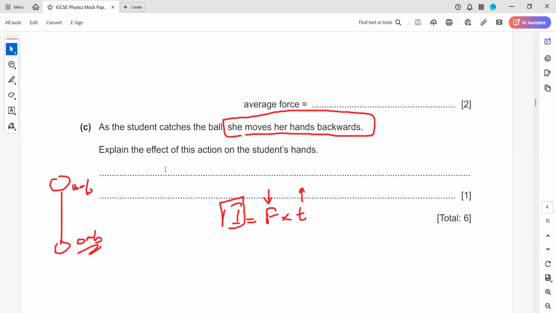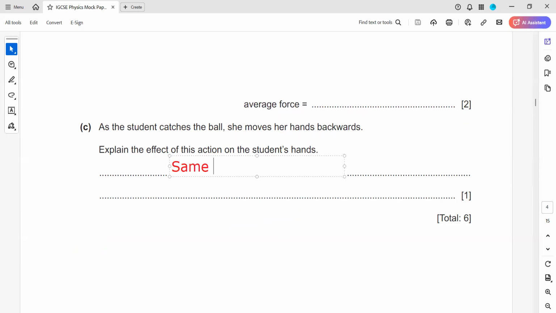So here the answer is for the same impulse, a longer time means less force. So it will exert less force on the gloves or the hands.